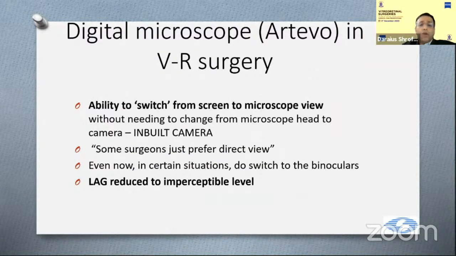A great advantage of this current system is the ability to switch from the screen to the microscope view. So you don't need to do a lot of maneuvers for that because of the design of this microscope. You can switch as per the surgeon's preference. And earlier, the problem used to be the lag, but with this system, the lag is almost imperceptible for us.